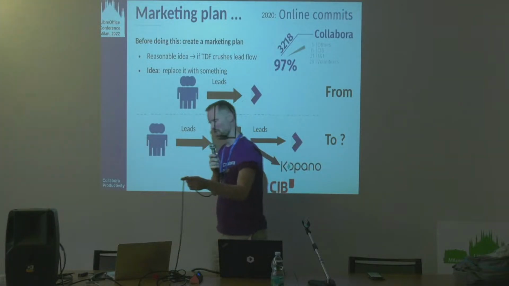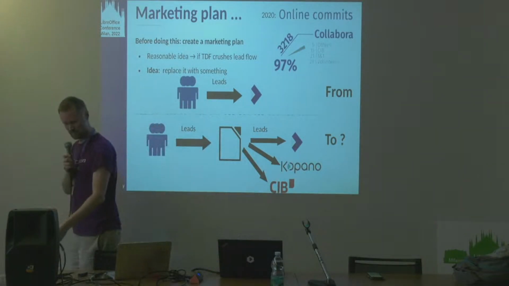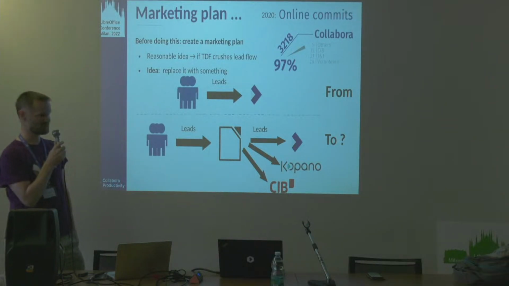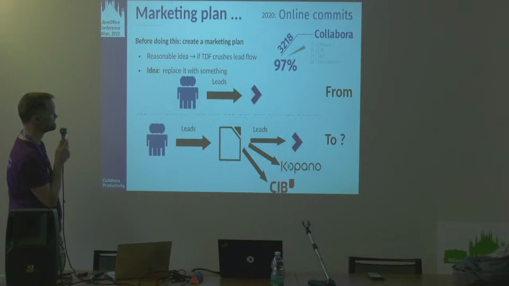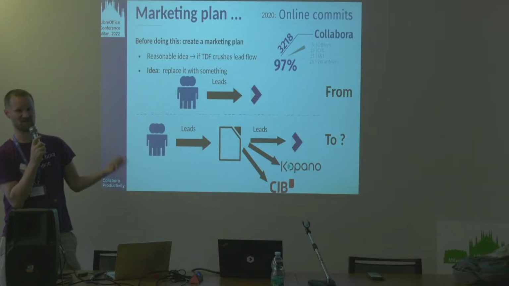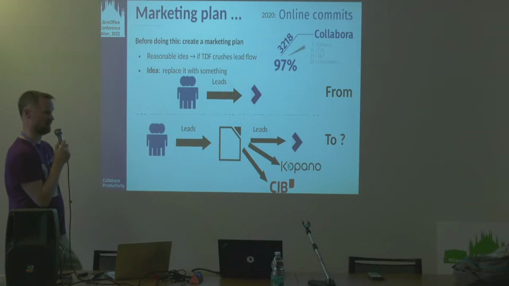So the vote didn't go through for one reason or another. We decided instead to come up with a marketing plan, right? So that's a reasonable idea. If TDF is going to crush the lead flow that generates the software, then perhaps we should do something else to replace that. And it's not a foolish idea, right?